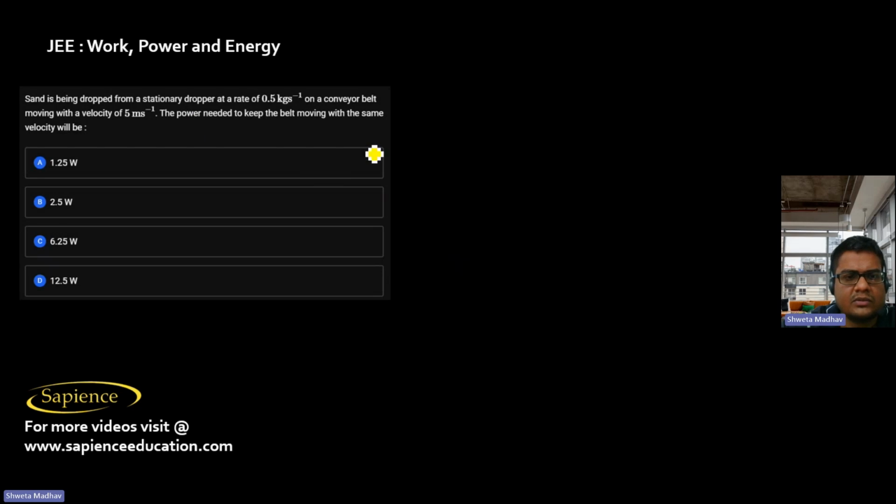So here it is told sand is being dropped from a stationary dropper at the rate of 0.5 kg per second on a conveyor belt moving with a velocity of 5 meter per second. So one stationary dropper is there, so from there sand is coming out. Sand is poured at the rate of dm by dt, I can say it is the mass which falls per second. So it is 0.5 kg per second on a conveyor belt.